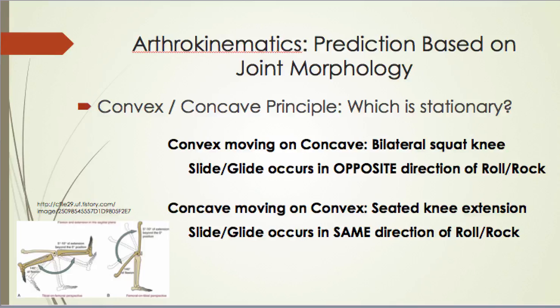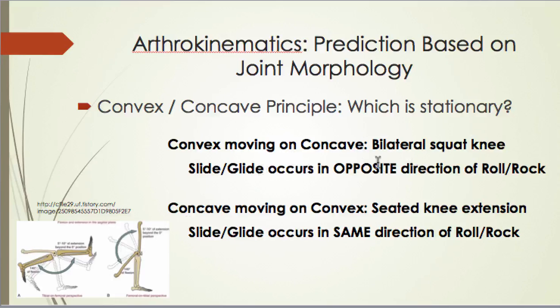So we have to remember which is stationary. So when we have a convex moving on a concave, such as the shoulder joint, or a bilateral squat in this example, we get a slide or glide that occurs in the opposite direction of the rock and roll. Okay, so as we flex at the hip in standing here and go into a squat, you can see here on the right side, we get a posterior roll, but we get an anterior slide, right? They occur in the opposite direction.